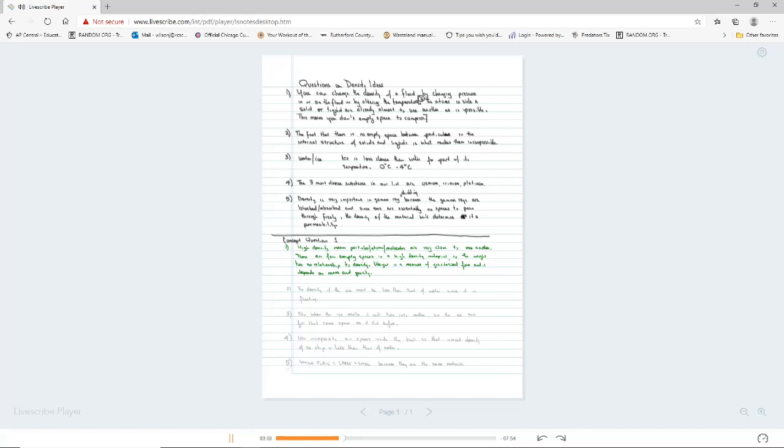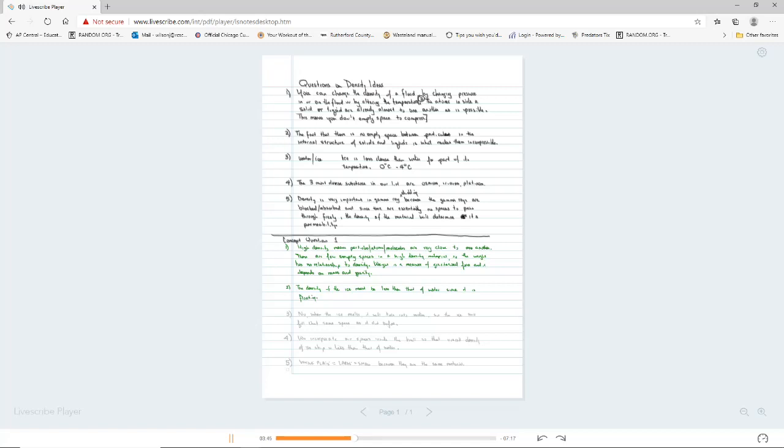Okay. Ice cube floats in a glass of water to the brim. What can you say about the density of the ice? The density of the ice must be less than that of water since it is floating. So for something to float, that means it has less density than the material or the fluid that it is put inside.